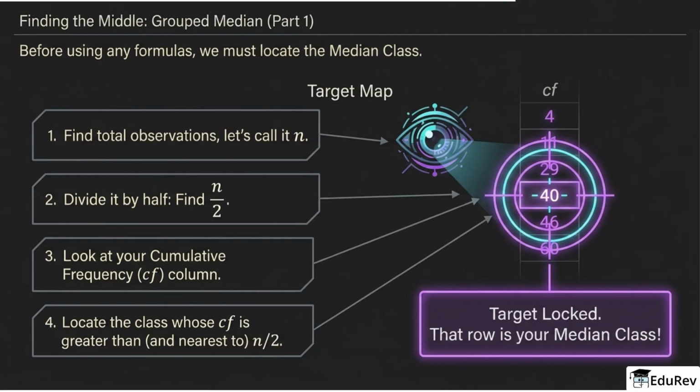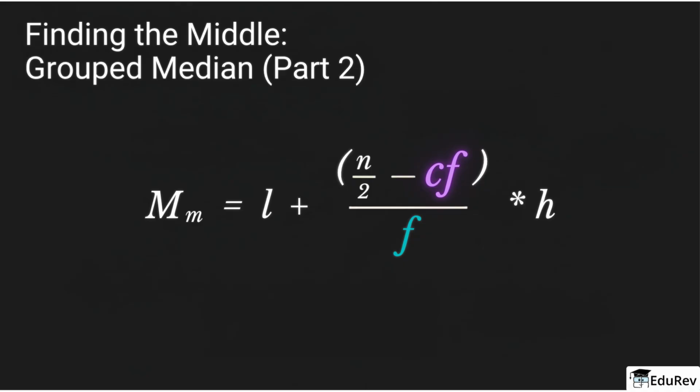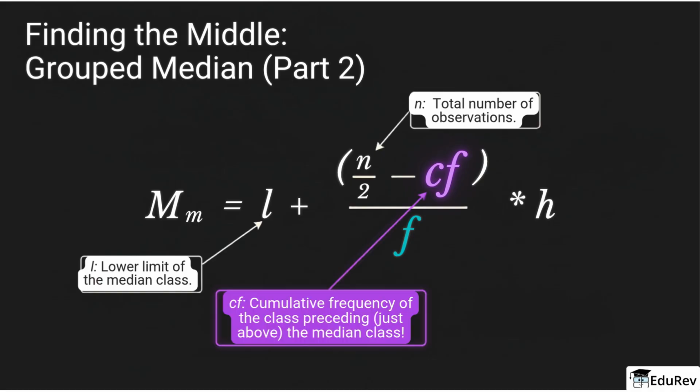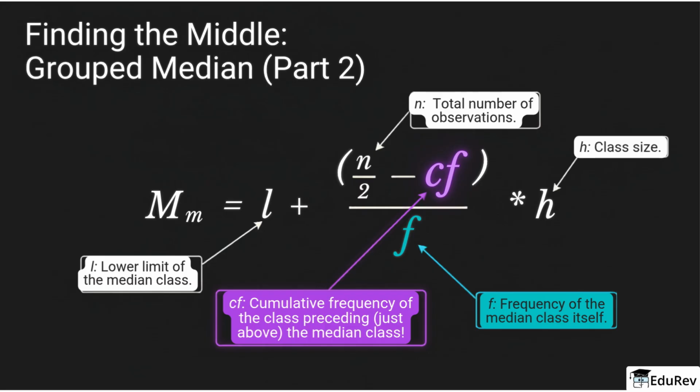Now that we have a target row, we can plug its values into the master formula. Here is the formula for the group median. M sub m equals L plus the quantity n divided by 2 minus CF, all divided by F, multiplied by h. Let's define the variables. L is the lower limit of the median class. N is the total number of observations. CF is the cumulative frequency of the class preceding or just above the median class. F is the frequency of the median class itself. And H is the class size.